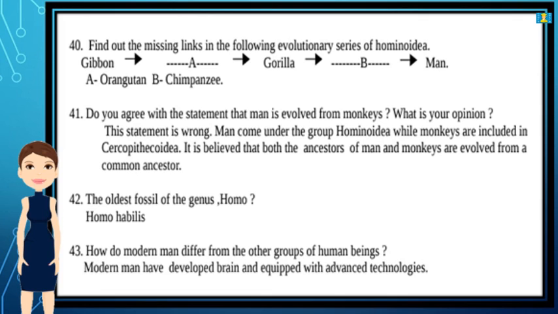The oldest fossil of the genus Homo: Homo habilis. How do modern man differ from the other groups of human beings? Modern men have a developed brain and are equipped with advanced technologies.